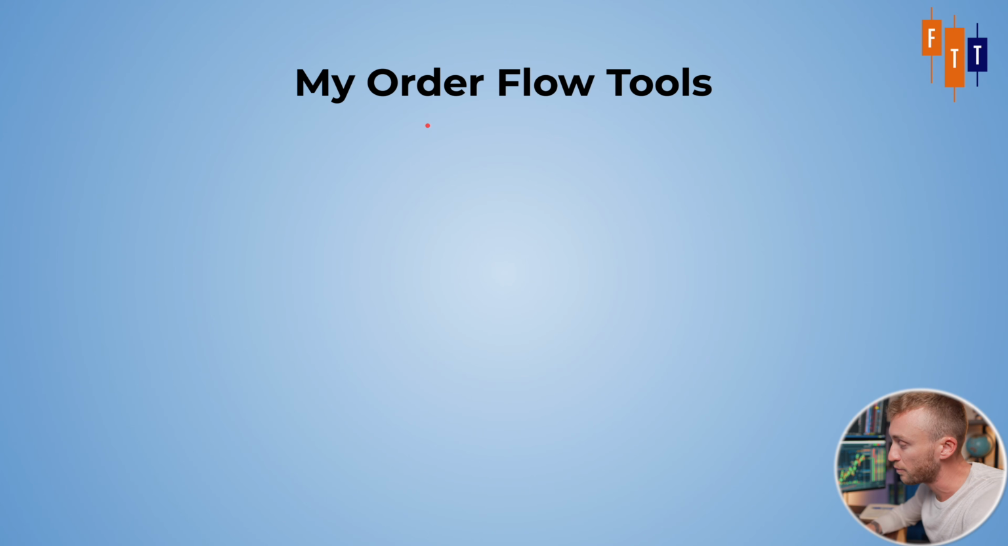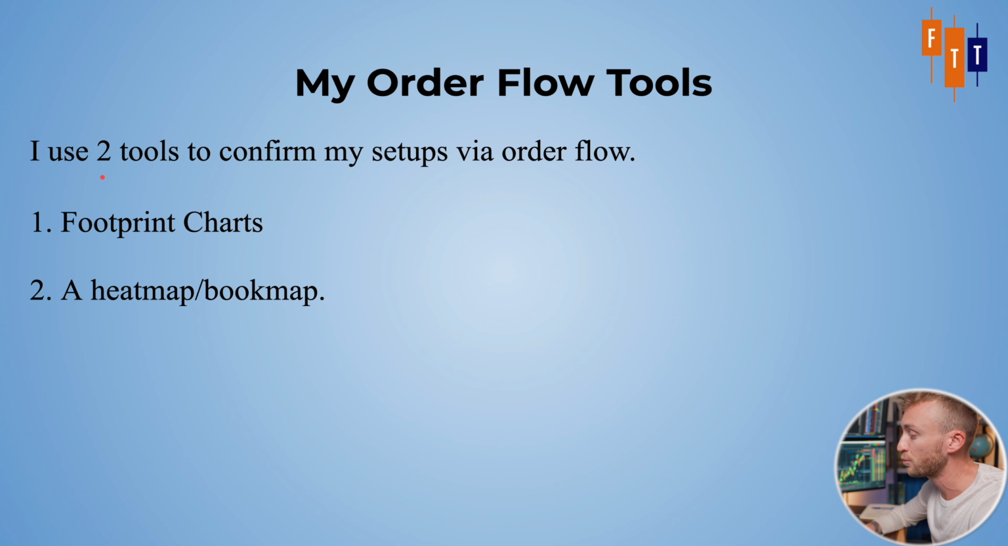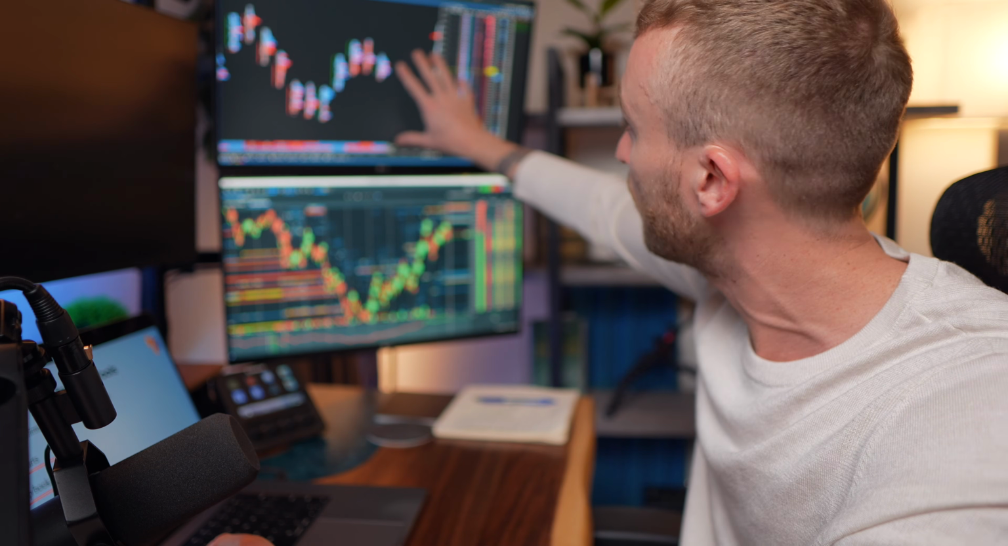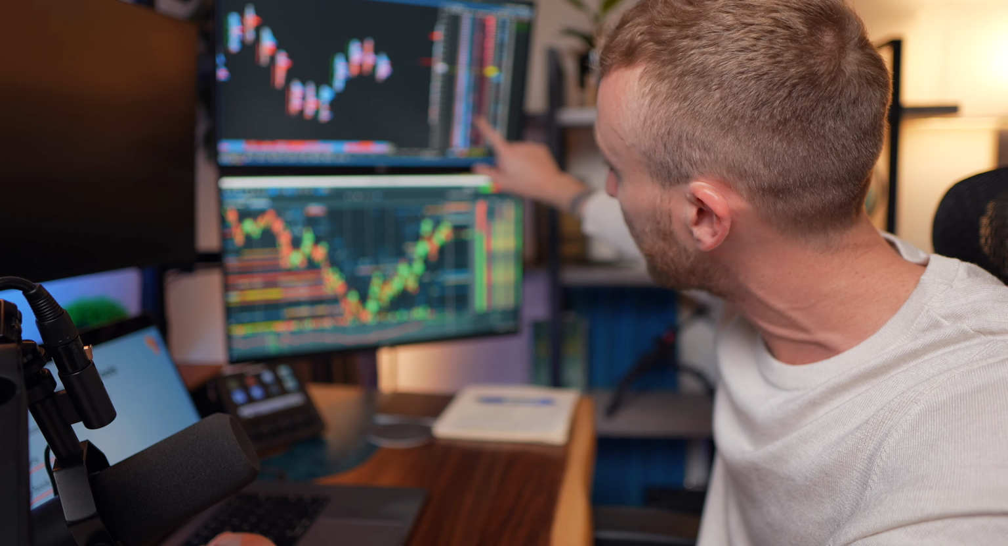Now I want to briefly go over my order flow tools. Now I made a whole video series on this on my channel, and the link will be in the description below. I go over auction market theory, the footprint, and Bookmap. So this is going to be a quick rundown, but I would encourage you to go watch those videos. They're a lot more in depth, and they're going to show you how I confirm my setups using order flow. But the two tools that I use are footprint charts and a heat map or Bookmap. This is Bookmap right here, and this is my footprint charts up here. I have my depth of market.